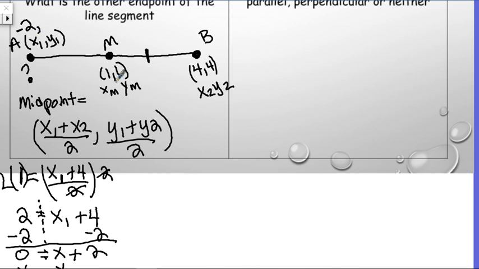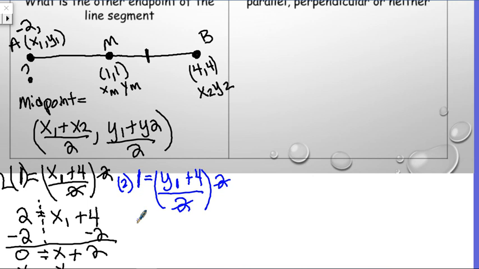Now we're going to go back and do the same for y. The y coordinate for the midpoint is 1. And I'll do that in blue. So 1 for the midpoint is equal to the y1, which we don't know, so I'm just going to put y1, plus the y2, which is 4, over 2. We do not like these fractions, so we're just going to multiply both sides by the denominator to get rid of that fraction. And we get 2 equals y1 plus 4.